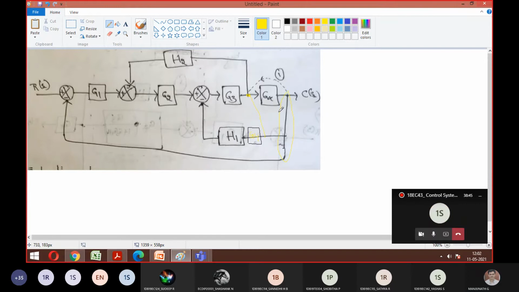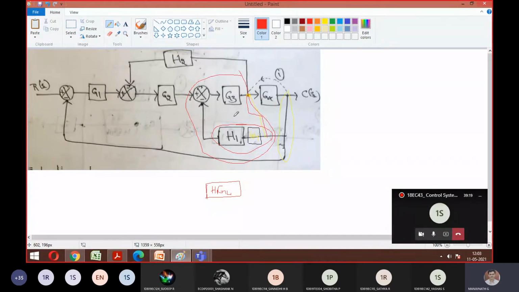So then what will happen? H1 and G4 look like what? Is it parallel or cascade? Good. So it means I can make this a single block. I can designate it as H1 G4 or G4 H1. So this complete term becomes one now. Then what is the procedure? You have a cut here. So what is step number 2? Can this be eliminated? Yes, sir.